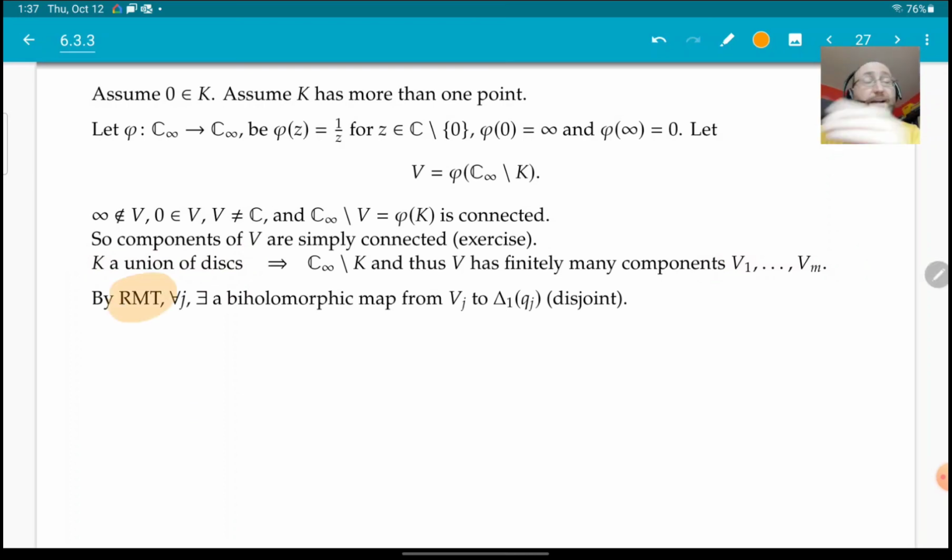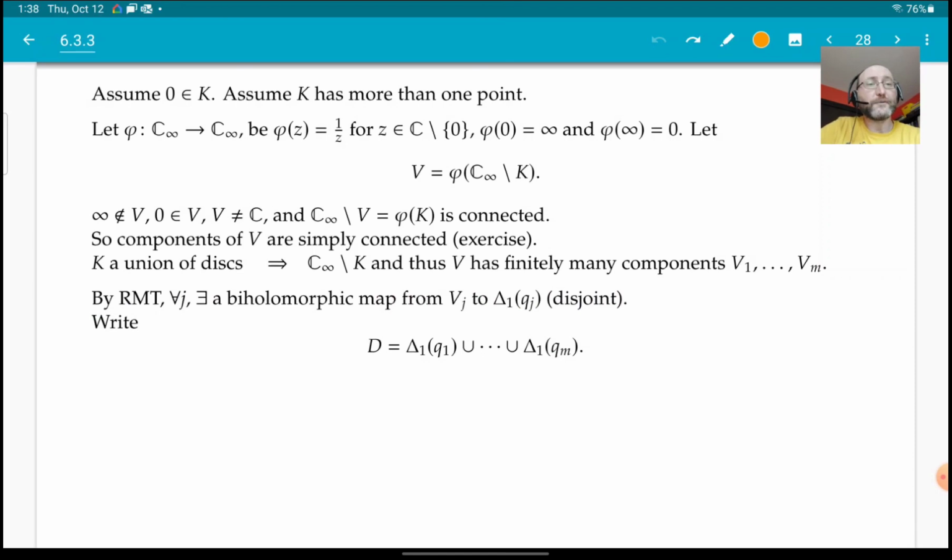So by the Riemann mapping theorem, for every j, there's a biholomorphic map from vj to some disk. Let's make these disks of radius 1, and let's spread them out over C. Let's make sure that they're disjoint, a bunch of disks that are all disjoint. We can definitely do that. We can choose these qj's any way we want.